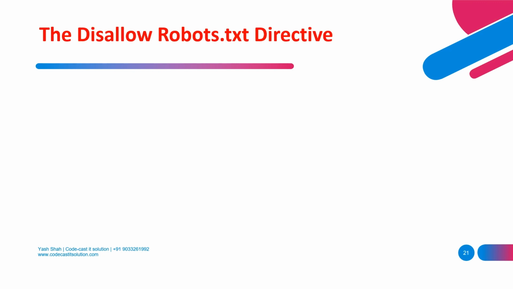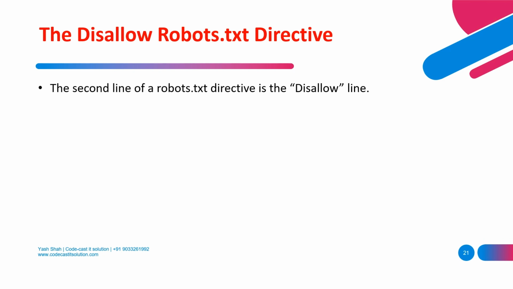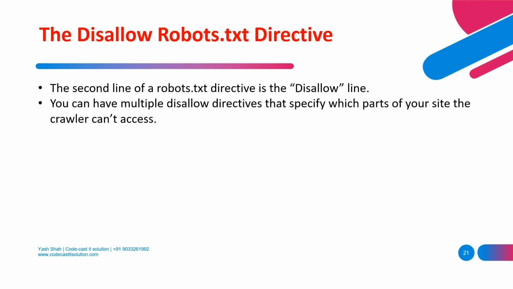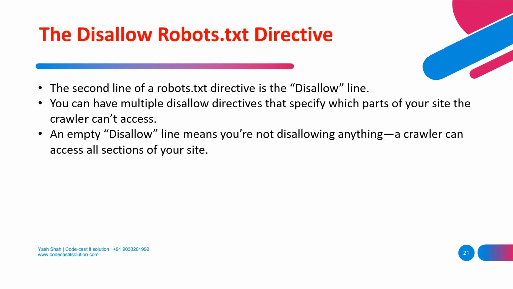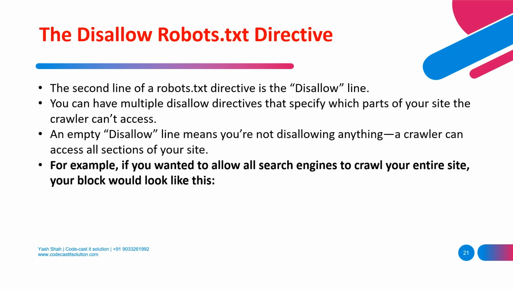The second line of a robots.txt directive is the disallow line. You can have multiple disallow directives that specify which parts of your site the crawler can't access. An empty disallow line means you're not disallowing anything. A crawler can access all sections of your site. For example, if you wanted to allow all search engines to crawl your entire site, your block would look like this.